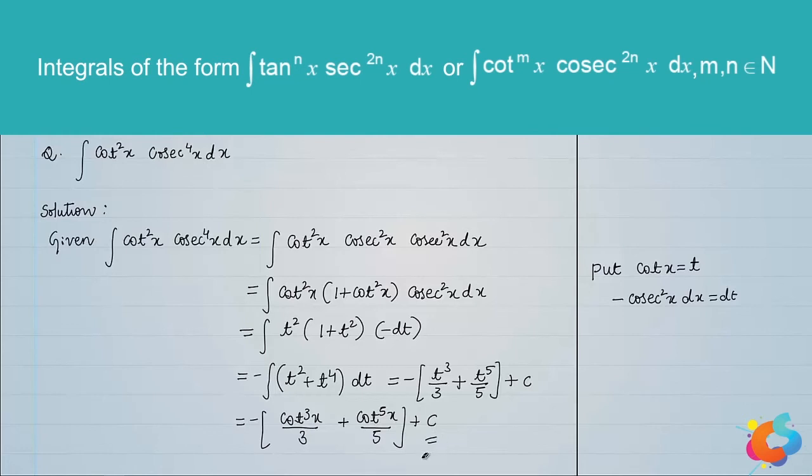Even if a question like tan square x into secant to the power of 4x is given, the same procedure we will follow. We will write secant to the power of 4 as secant square into secant square, and 1 secant square you should express in terms of tan and follow the same procedure. We can integrate the same way.